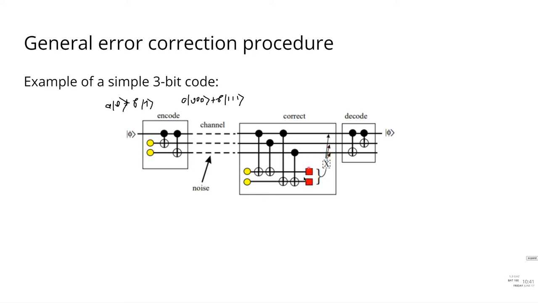And again, for each error syndrome that we measure here, we apply a corresponding error correction gate. Depending on each of these measurements, we would apply the X gate in different locations. And then after that, we have to decode our quantum state from the code space, so we can, for example, use it somewhere else, and that just uses the reverse of the encode part.